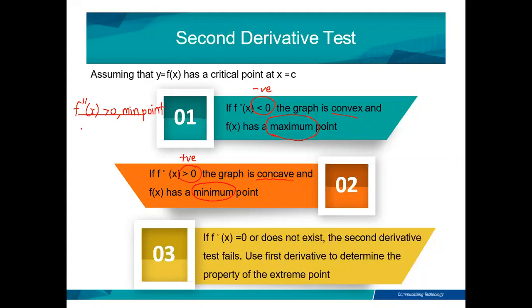Meanwhile, if the second derivative is less than 0, which is a negative value, this function has a maximum point. Is that clear? So how about if the second derivative is equal to 0? It means that the second derivative test fails.